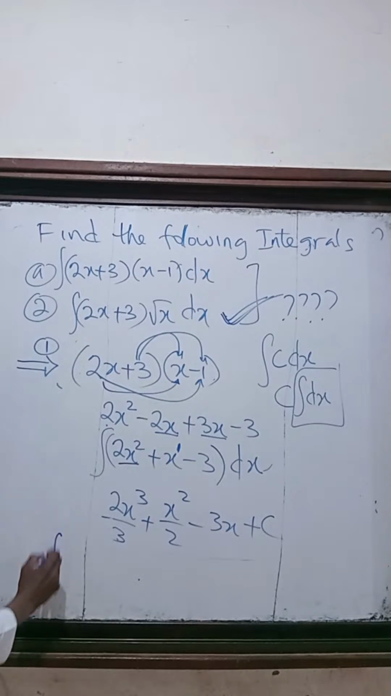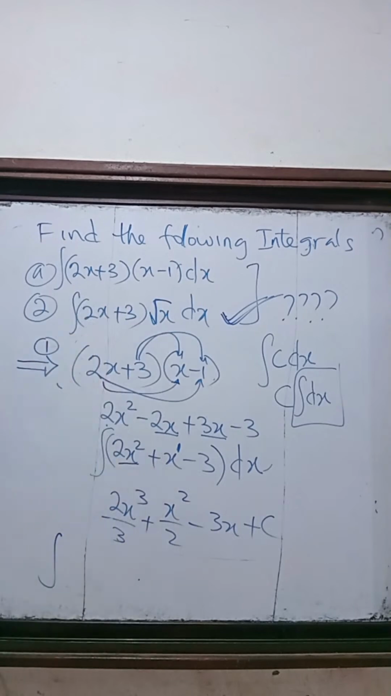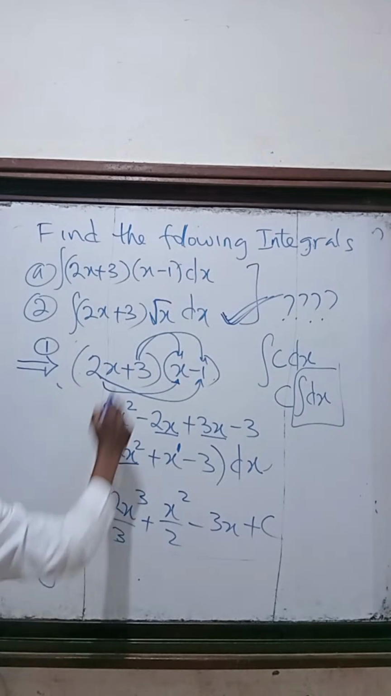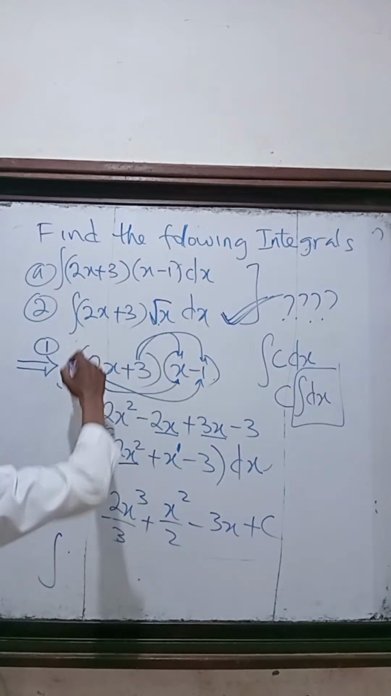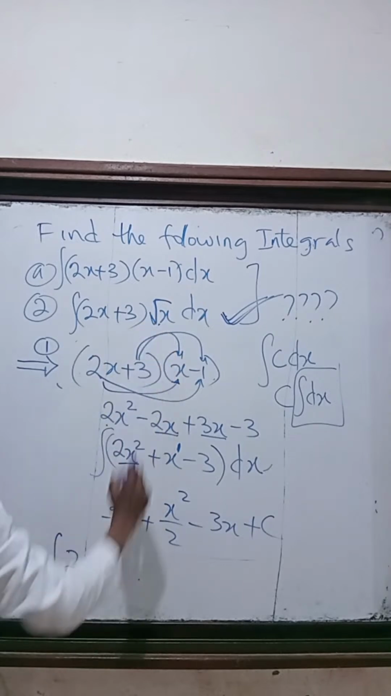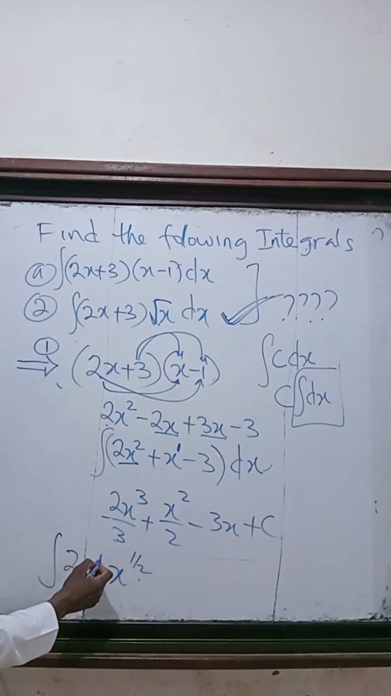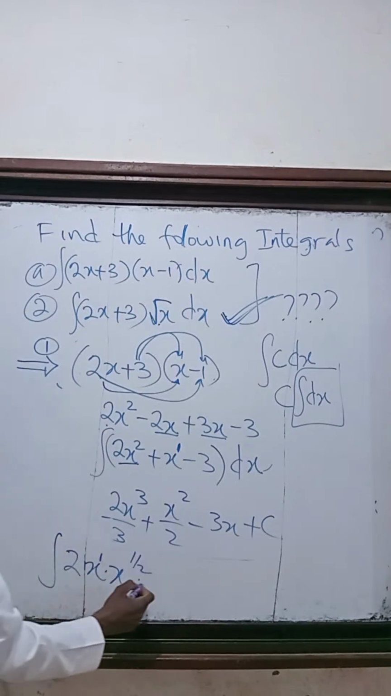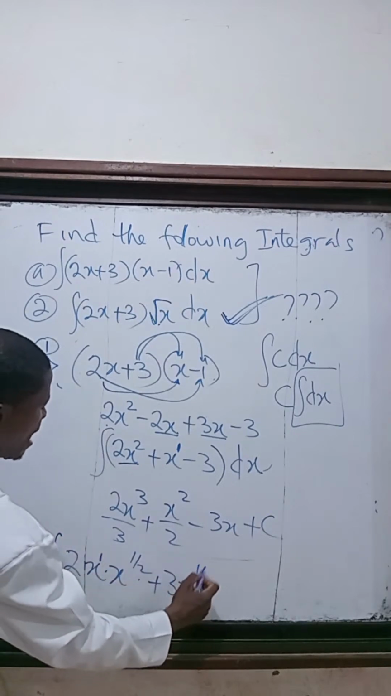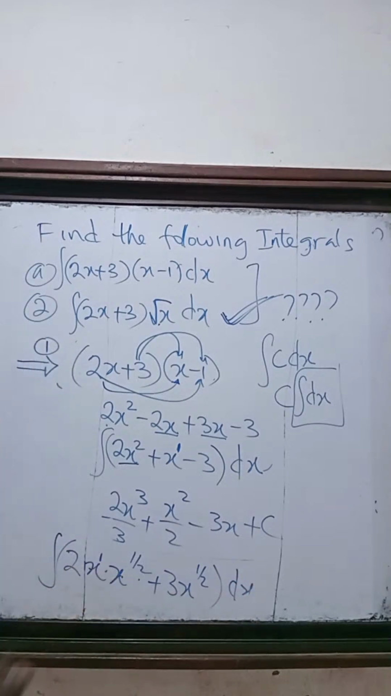For the second one, what you are going to do is to remove this radical. Remove the radical, that's the first thing you do. And then use it to multiply each item. So that will be 2x, and if you remove this radical, it's going to be times x to the power half. This one is power 1. Then plus 3 times x to the power half. Then you can now do the indices, combine this one together, and then integrate.